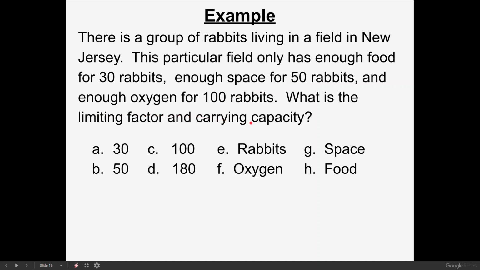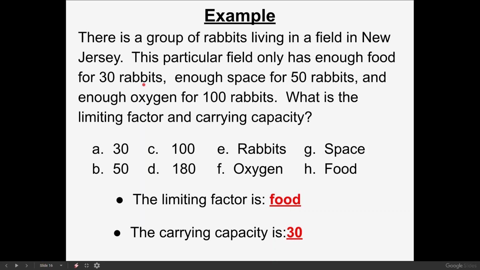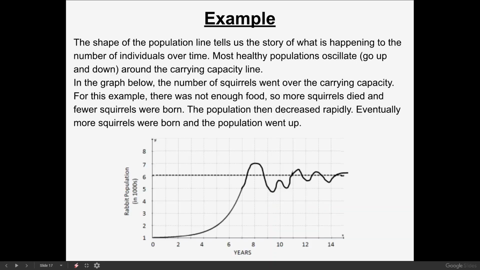I think it's obvious you run out of food first. You only had enough food for 30. Now, what's the carrying capacity? It's going to have to be, in this case, 30, because you run out of food after 30 rabbits. If you had 31 rabbits or 60 rabbits or 200 rabbits, they ran out of food, and the extra rabbits have to either die or move someplace else.